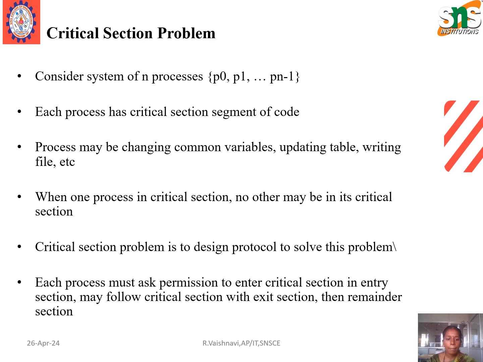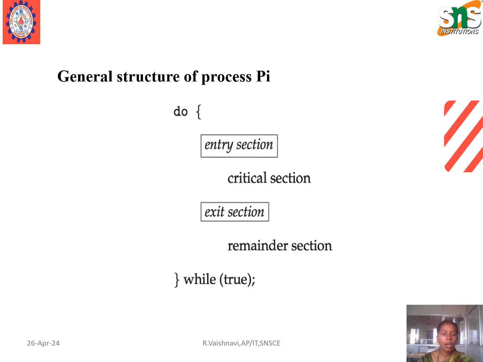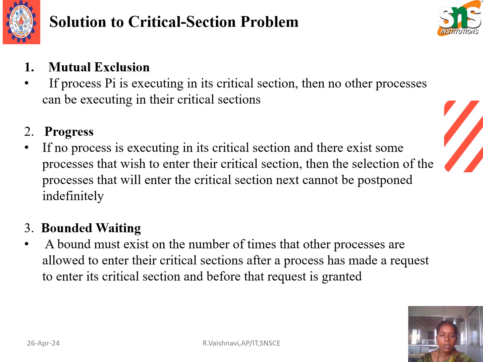Each process must ask permission to enter the critical section, may follow the critical section with an exit section, and then the remainder section. Here we have the general structure of the process Pi, that is: do, entry section, followed by the critical section, then the exit section, followed by the remainder section, and then while true.